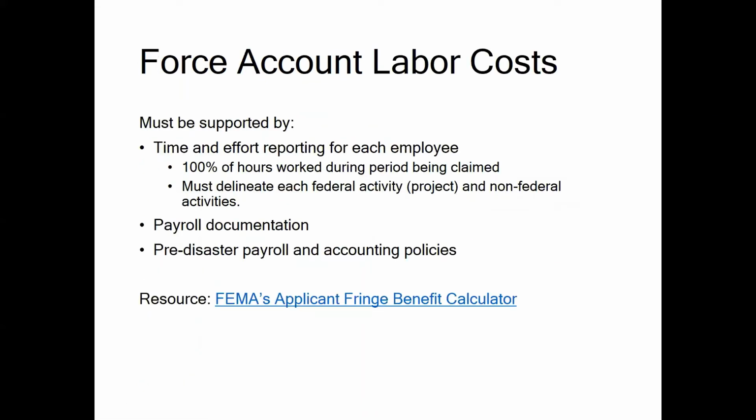FEMA refers to an applicant's own personnel as force account. FEMA reimburses force account labor based on actual hourly rates, plus the cost of an employee's actual fringe benefits. FEMA's criteria for reimbursing straight-time labor costs differ depending on the type of employee and whether it is emergency work or permanent work. For permanent work, both straight-time and overtime labor costs are eligible for both budgeted and unbudgeted employees. For emergency work, generally, only overtime is eligible for budgeted employees. For unbudgeted employees, straight time and overtime may be eligible.